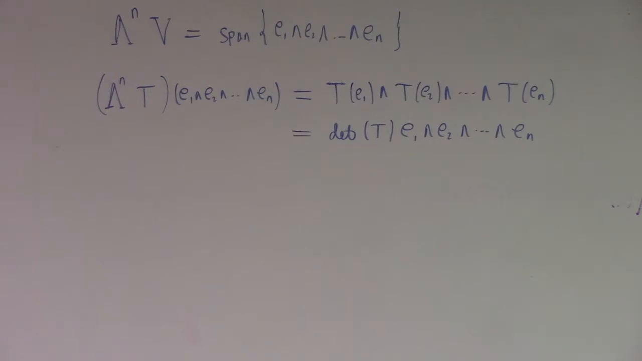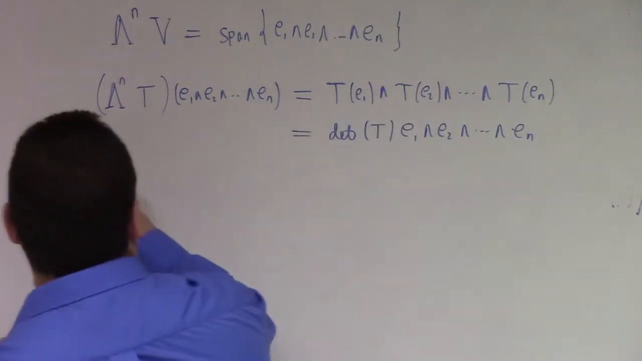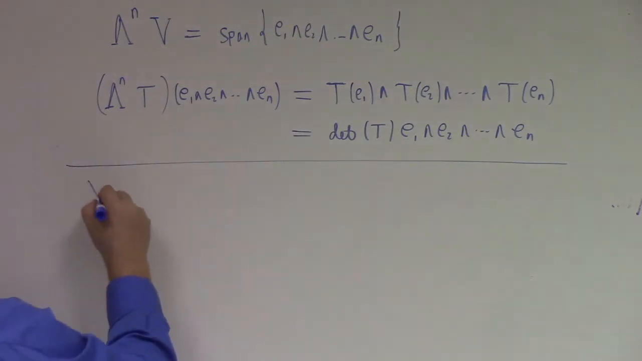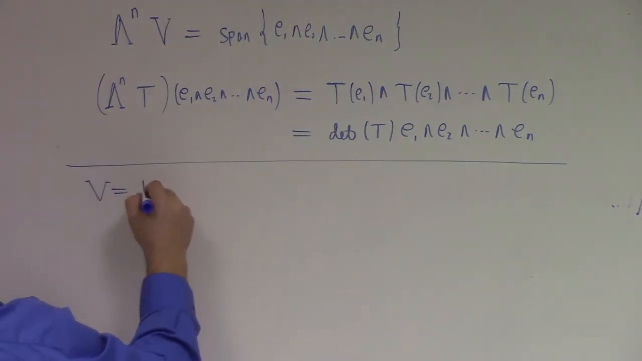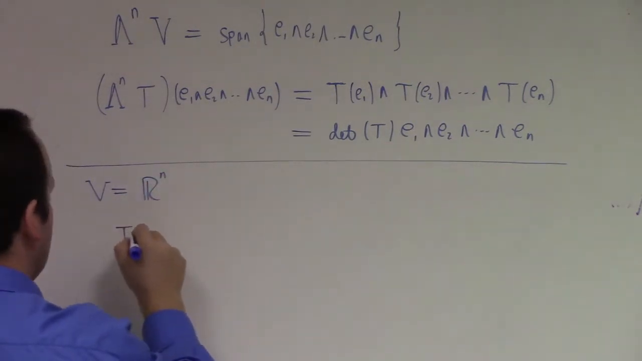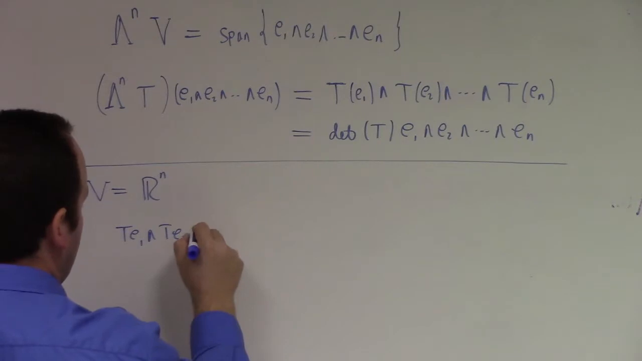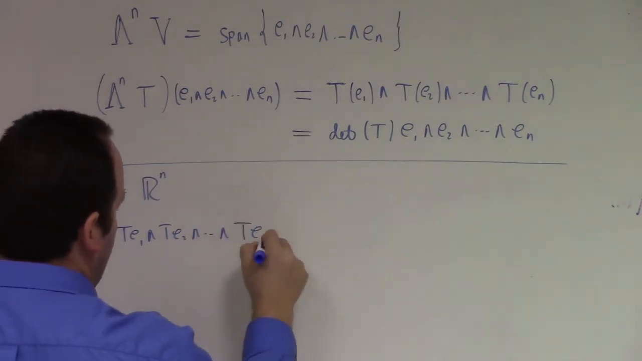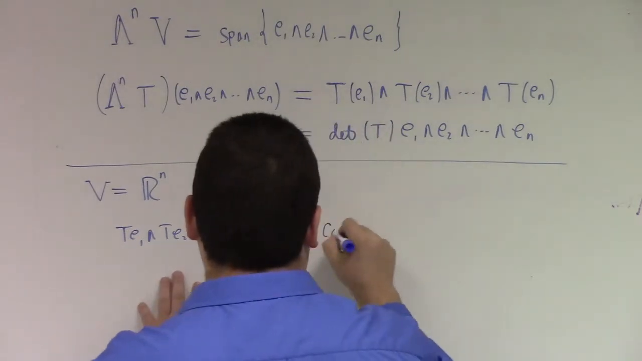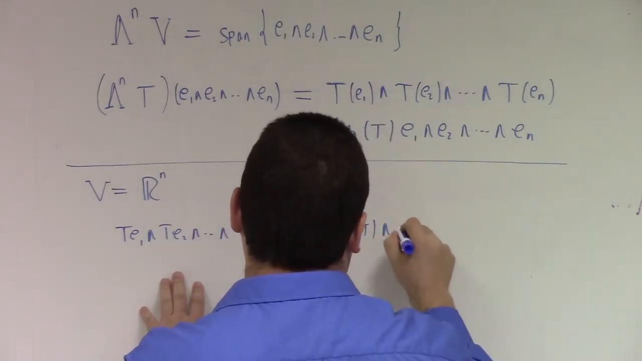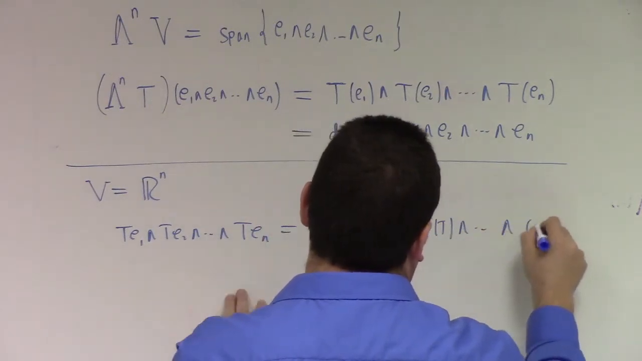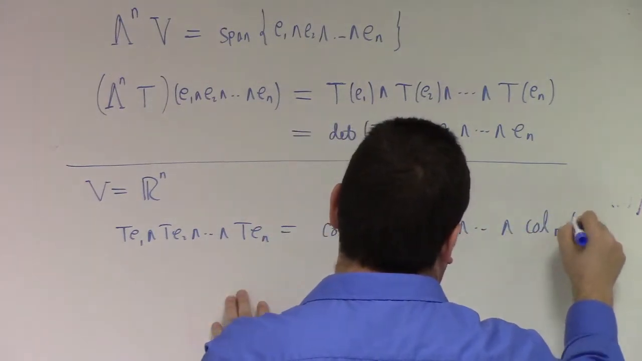But you know what? Just to make this more concrete, let's look at V equals R^n for just a second here, right? Then if I have T E1 wedge T E2 wedge dot dot wedge T En, what is that? Well, that's exactly column 1 of T wedge column 2 of T wedge dot dot wedge column n of T, right?